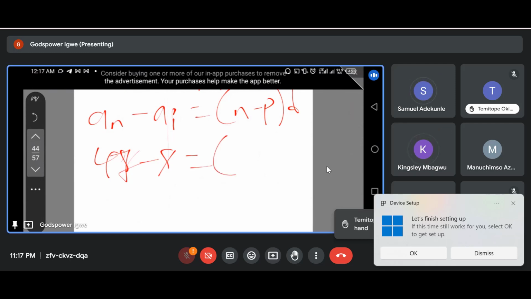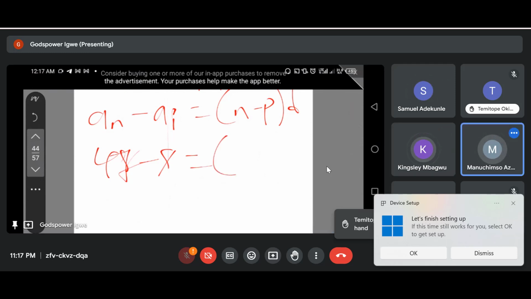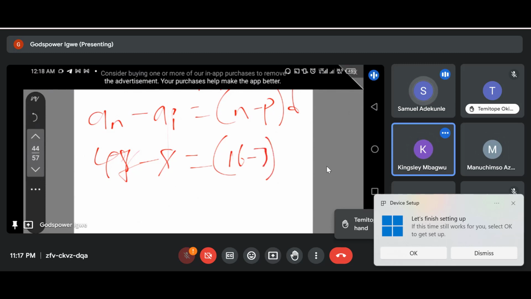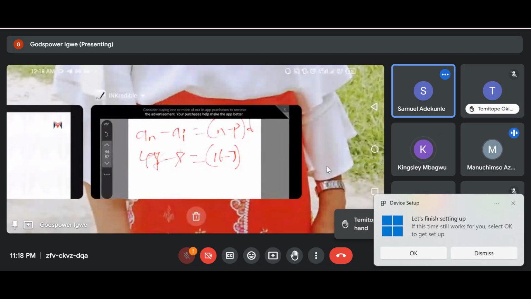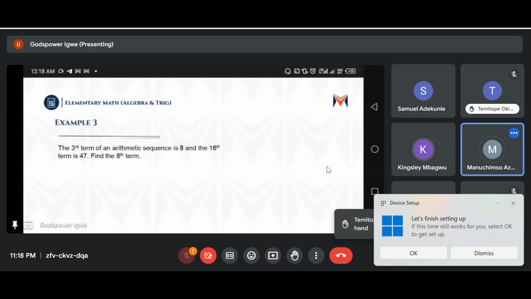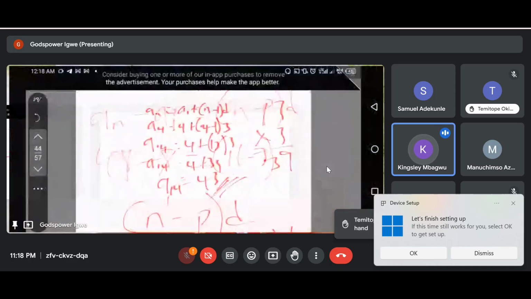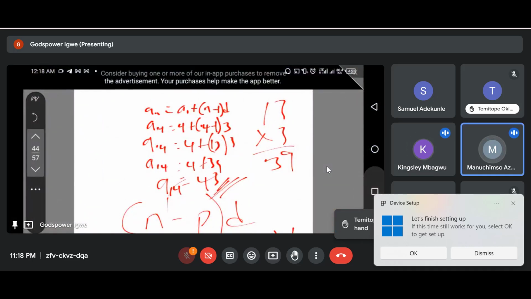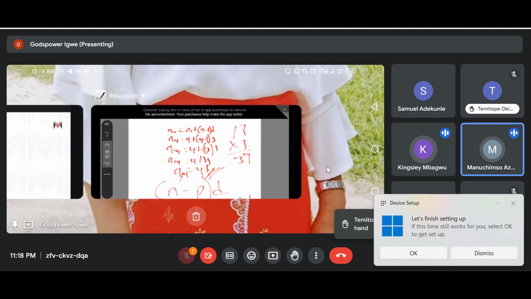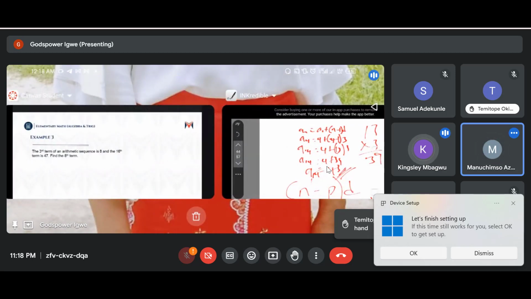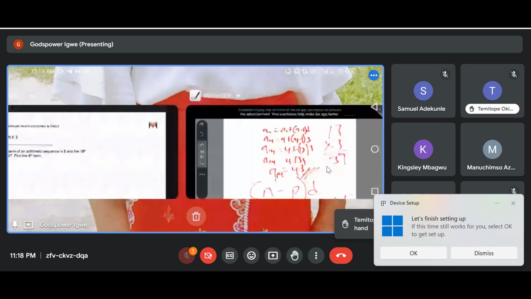Then our n minus p will be 16 minus 3. Did they give us the common difference? No, that's what we're looking for. You're finding the eighth term, not the common difference. But you first find the common difference, then you find the eighth term with the common difference. Yes, so we use it again.